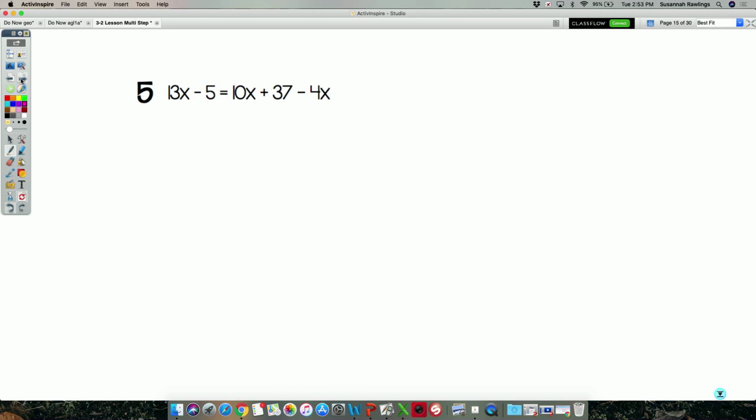All right. So this one's a little bit different because let's go ahead and draw our line. There's only one x on the left-hand side, but how many x variables do we have on the right? Two. Good. So we want to combine those first to make it a little bit easier before we move it over. So let's go ahead and combine our like terms there. Let's underline 10x and minus 4x. Let's go ahead and simplify that. So what is 10x minus 4x? 6x. 6x plus 37 is now on the right-hand side, and I'm just going to copy down everything here. So 13x minus 5, I'm going to copy down.